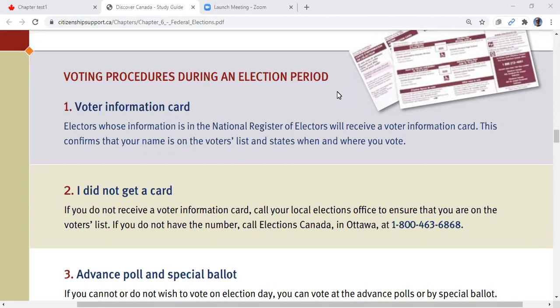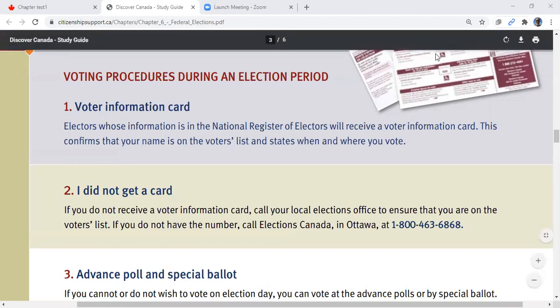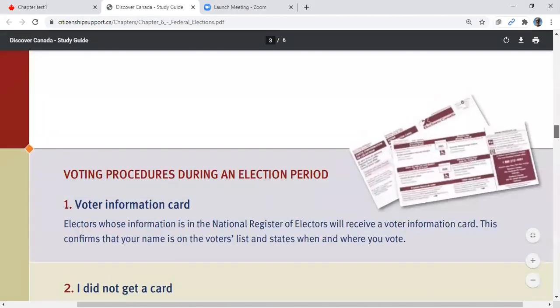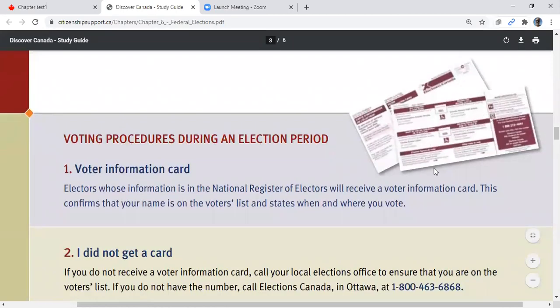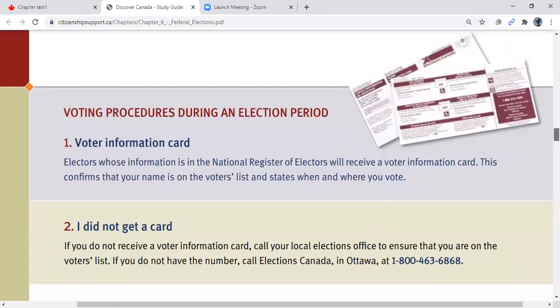Electors whose information is in the National Register of Electors will receive a voter information card. This confirms that your name is on the voters list and states when and where you vote. Yeah, so you can see at the top there, there's a picture here. You can see it in your book anyway. This is the voter information card, and it gives you all the information. And it's from the National Register of Electors.